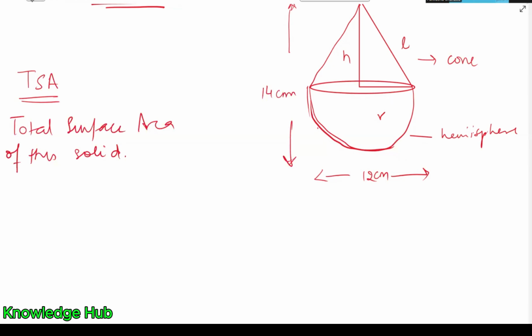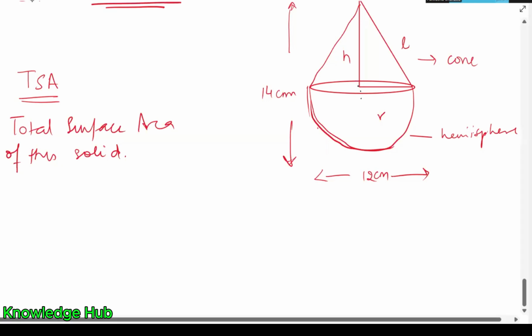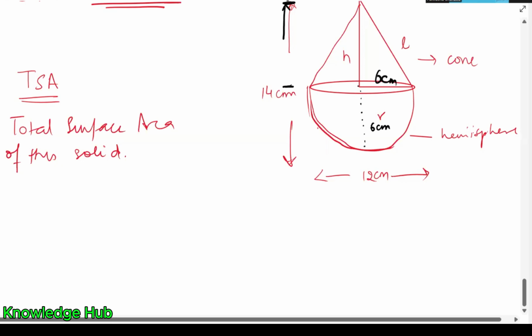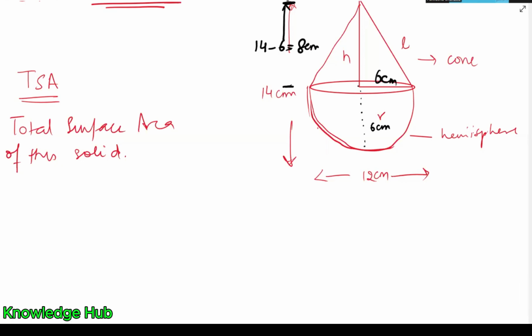So see, this is the radius. Obviously, radius is the distance from center to the outer boundary. So if the whole is 12, it means that this is 6, and this again would be 6. So the height of the cone would be from here up till here. This height would be 14 minus 6, and that is 8 centimeters.